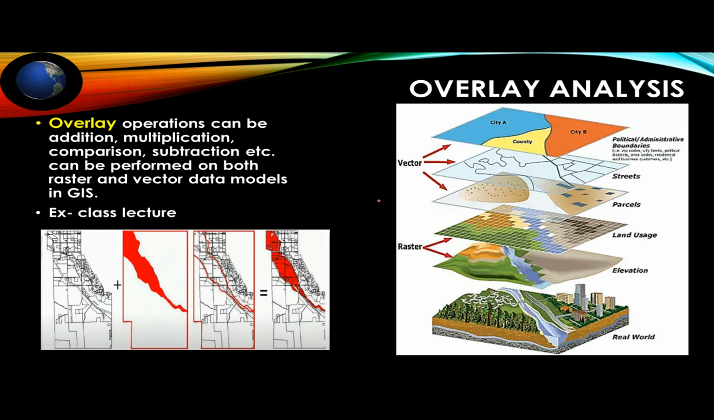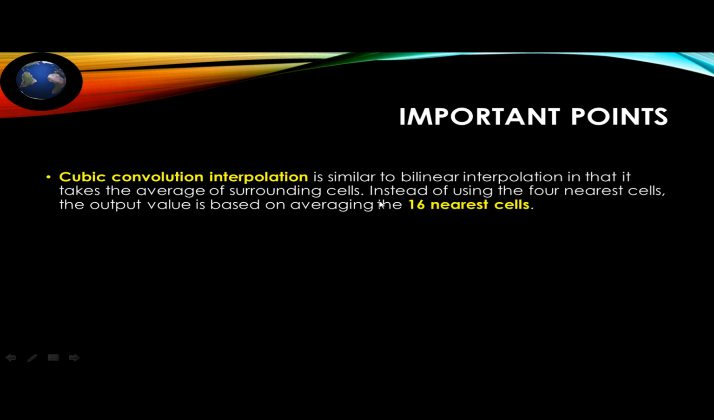Now let's move further. This is the overlay analysis. Now, there is one question regarding the cubic convolution interpolation. It is similar to bilinear interpolation. In bilinear interpolation, we have the four nearby cells. But in cubic convolution, similar to bilinear interpolation, it takes the average of surrounding cells instead of the four nearest cells. The output value is based on the averaging of 16 nearest cells.